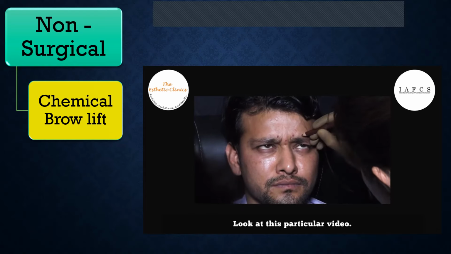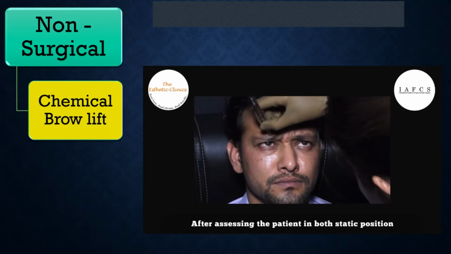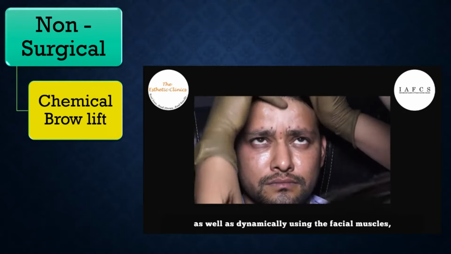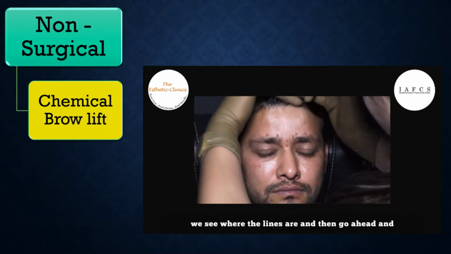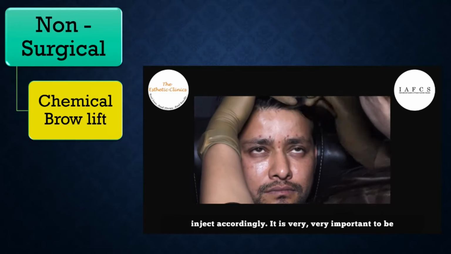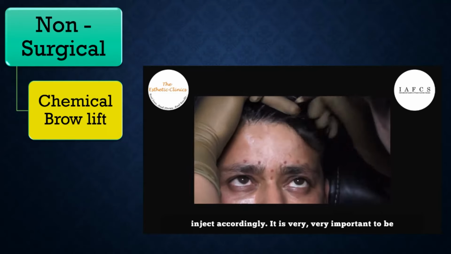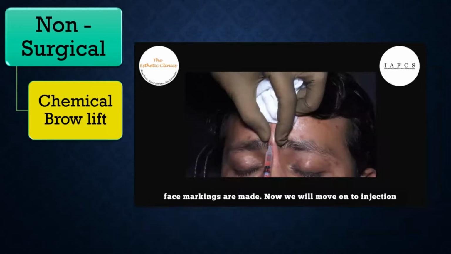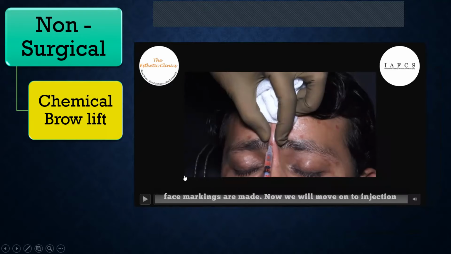Look at this particular video. After assessing the patient in both static position as well as dynamically using the facial muscles, we see where the lines are and then go ahead and inject accordingly. It is very, very important into the procerus, and after we have analyzed and put in the markings for the procerus and the corrugator supercilii, we go ahead and actually inject the botulinum toxin. In this case, there is 4 units of botulinum toxin being injected per 0.1 ml of the diluted solution.